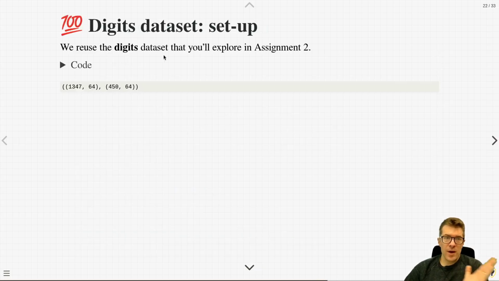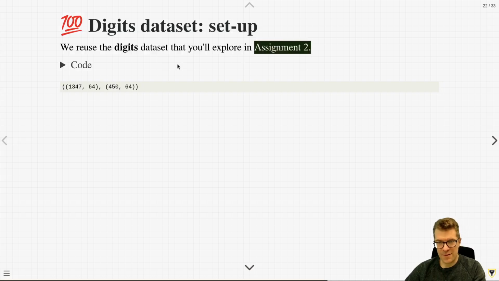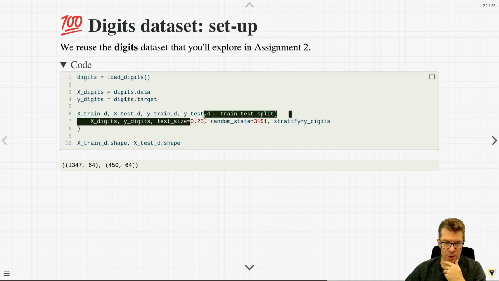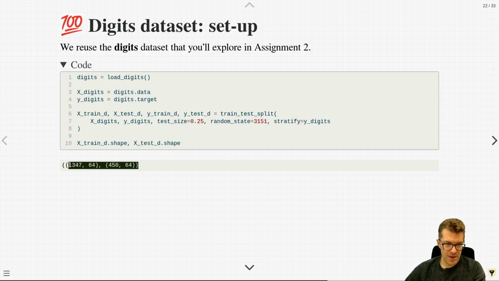That's example one. Example two is a digits data set. So we're going to use the digits data set that you're going to see in, or you already have seen, or are seeing in assignment 2. So this should be somewhat familiar to you. We just load the digits data set, we get our inputs, and we get our predictions y, and we split using sklearn's train test split with 25% held out for the test set. And here's just the result.